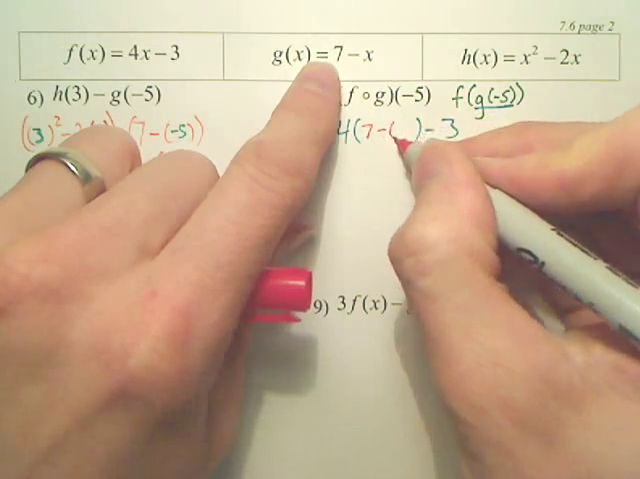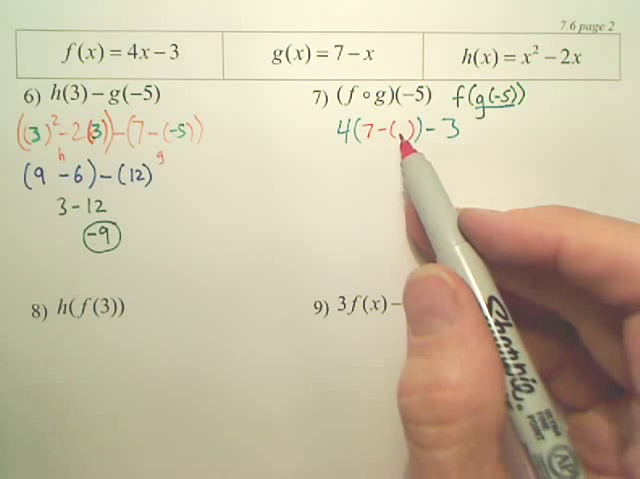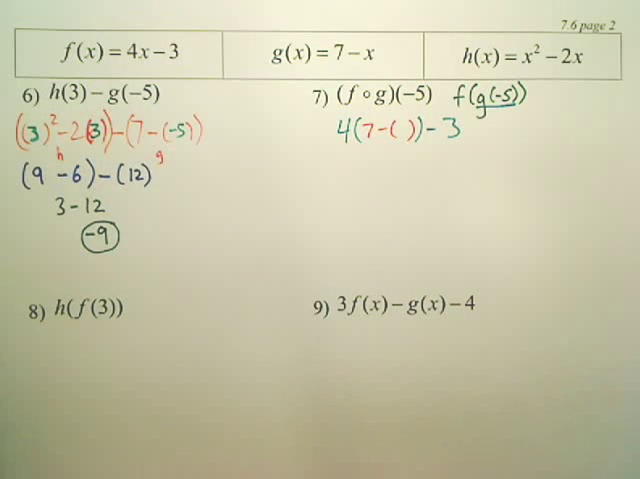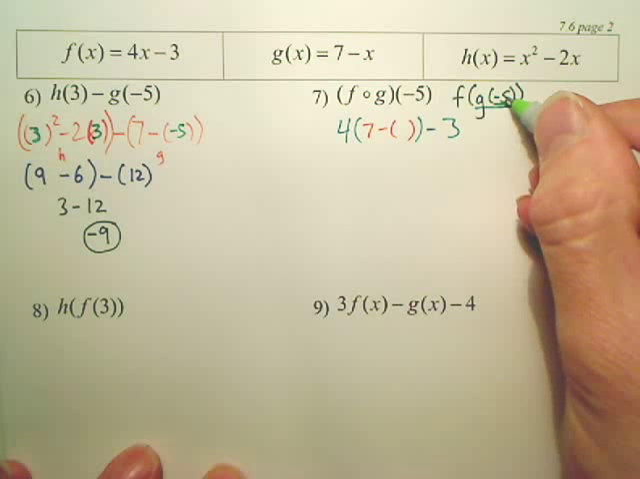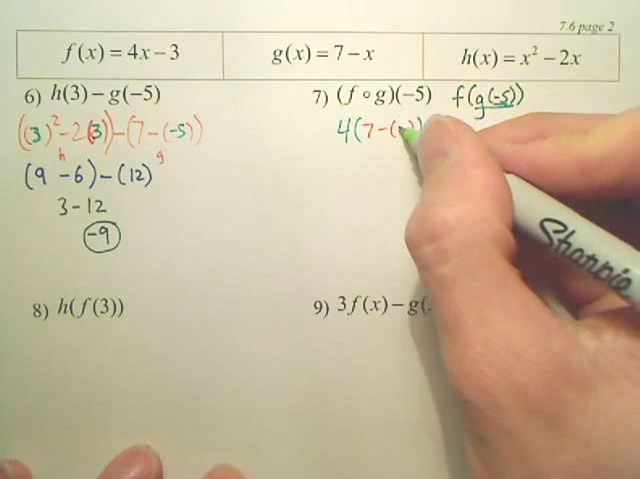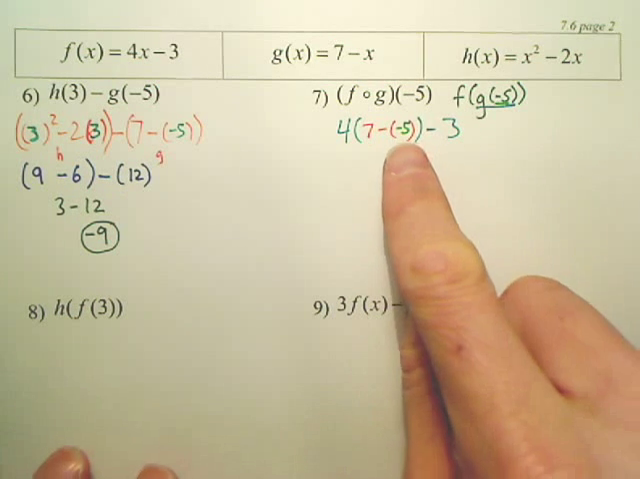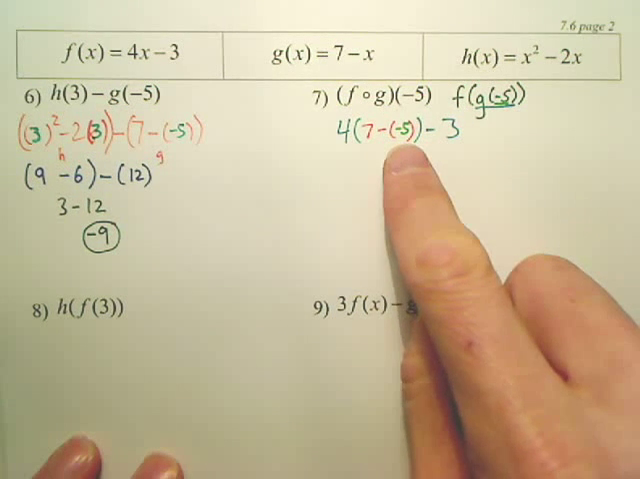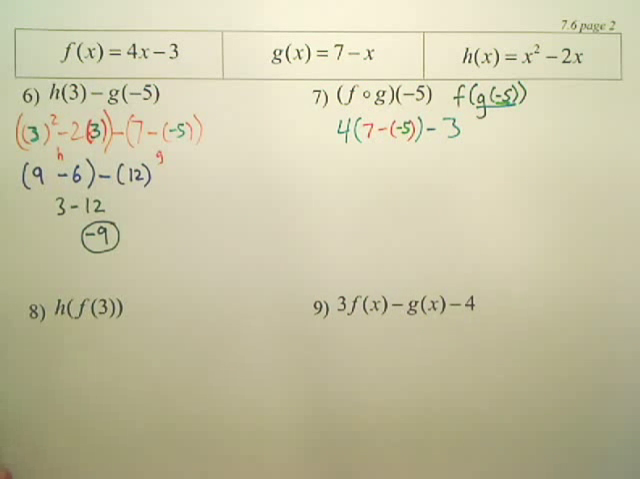Now what's g? Isn't it 7 minus x? Now why did I not put x there? Because aren't we going to plug something in for x? What are we plugging in for x? Doesn't it say here to plug negative 5 in for x? So you're plugging negative 5 in for x. You're plugging g into f. See, I have a lot of plugins. Keep plugging one thing into another thing into another thing.